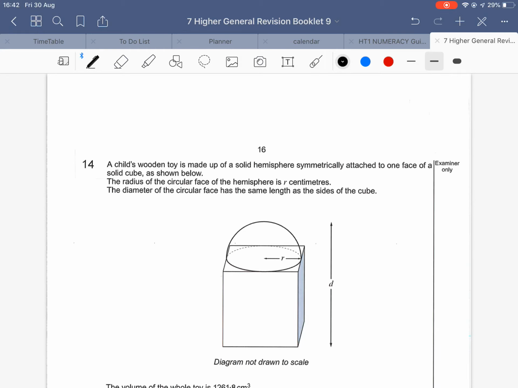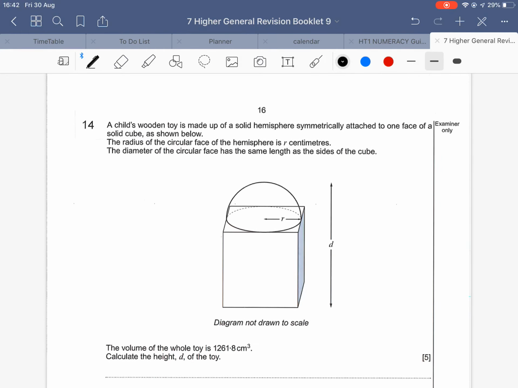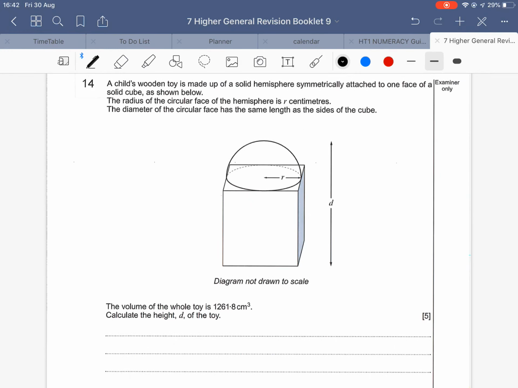Okay, a child's wooden toy is made up of a solid hemisphere symmetrically attached to one face of a solid cube as shown below. The radius of the circular face of the hemisphere is r centimeters. The diameter of the circular face has the same length as the side of the cube. Okay, so it fits on it perfectly. The volume of the whole toy is 1,261.8 centimeters cubed. Find the height d of the toy.